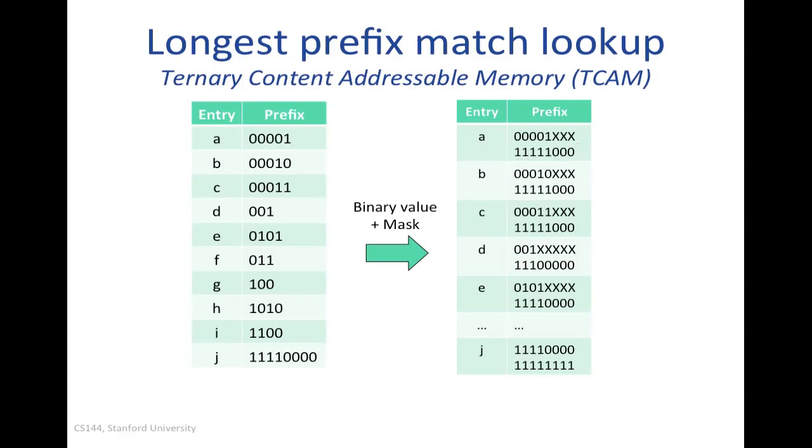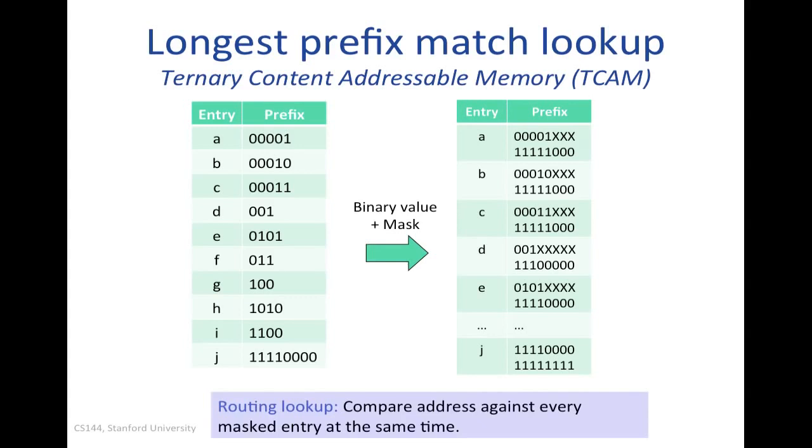So the process of performing a lookup is kind of brute force. We compare an incoming address against every masked entry at the same time in parallel in the table. These specialized memories consume quite a bit of power because they're doing all of that at the same time. But they can be really, really fast. And so they're quite commonly used for doing longest prefix matches in routers.